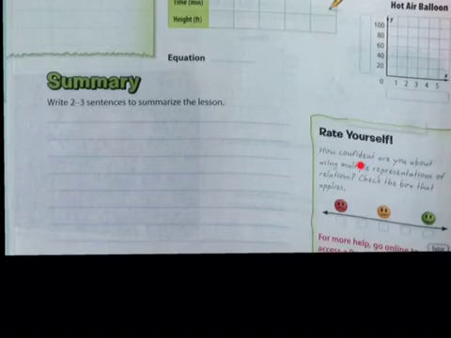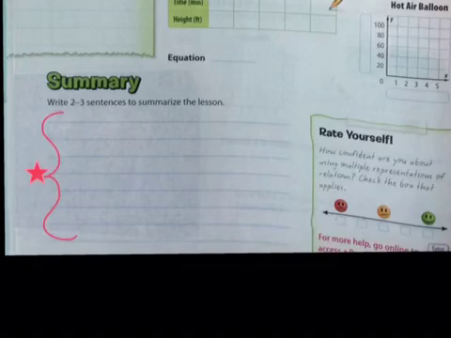And finally, for your lesson summary, remember to always reflect right here. How confident are you about using multiple representations of relations? Well, write that here. We learned about multiple representations of relations. We show our data by using a table, by graphing it, and by writing an equation. Go ahead and write that right there, please. And put a little star on it to show me that you actually did it.